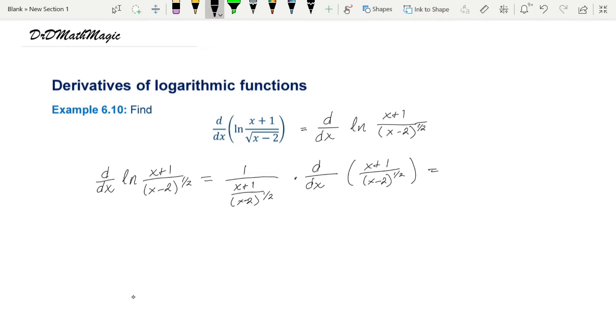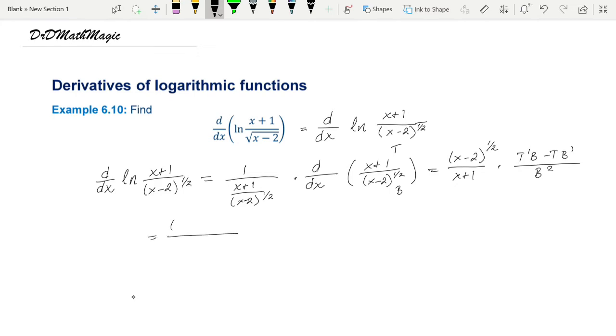So what do I have? Oh, remember, I have a double fraction now. And so I have 1 divided by a fraction. That's the same thing as 1 times the reciprocal of that fraction, which boils down to x minus 2 to the power 1/2 divided by x plus 1. In other words, just the reciprocal. And then I have to take a derivative of the quotient. Now the quotient is going to be, I have a top and the bottom, so remember the formula. So it's the derivative of the top times the bottom minus top times derivative of the bottom divided by bottom squared.